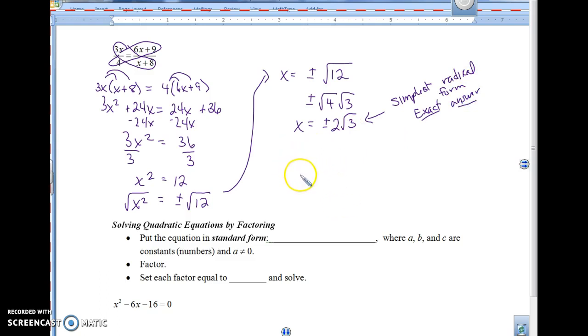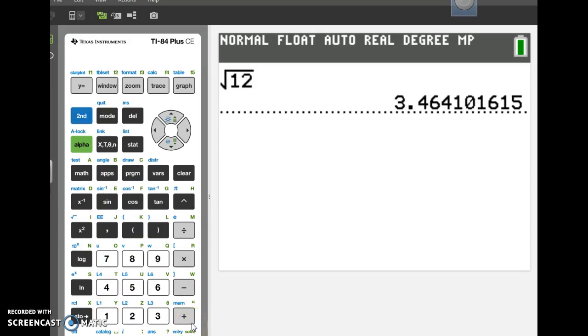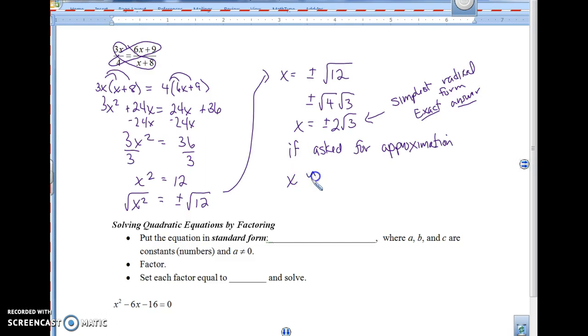If you were asked for an approximation, or to round something off, all you have to do is put this in your calculator and round it off. So if you grab your calculator, second, x squared, 12, you get about 3.464. So that is an approximation, when you round it off. This is not exact. If you were asked for the exact answer, you would leave it in radical form.